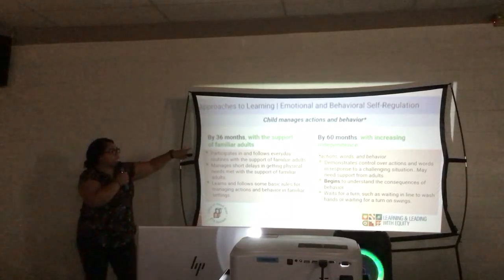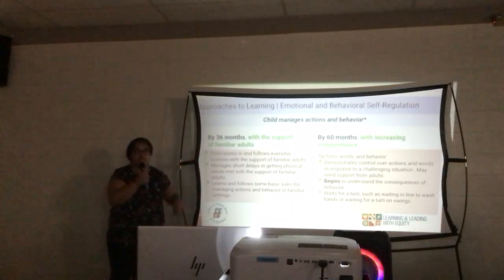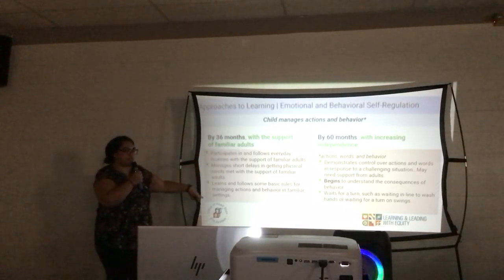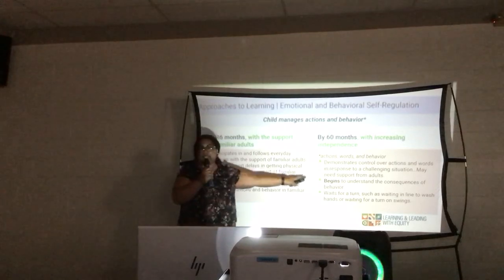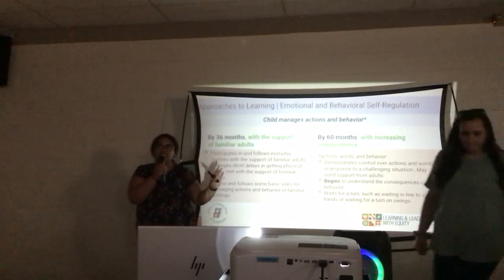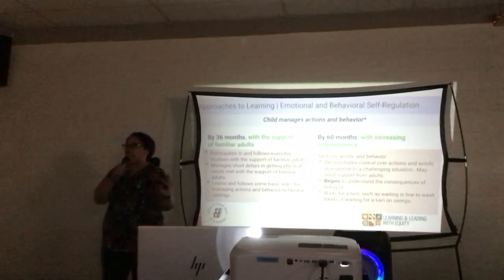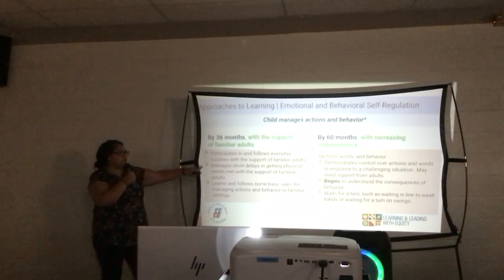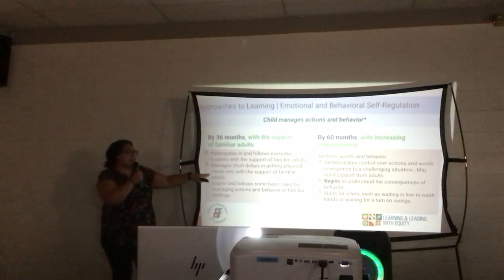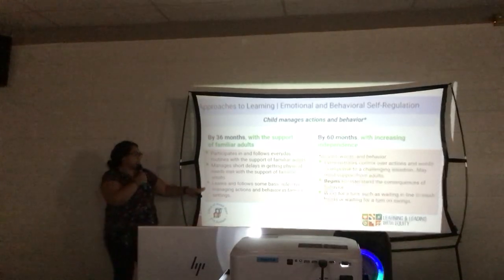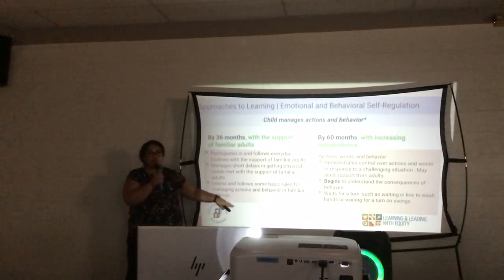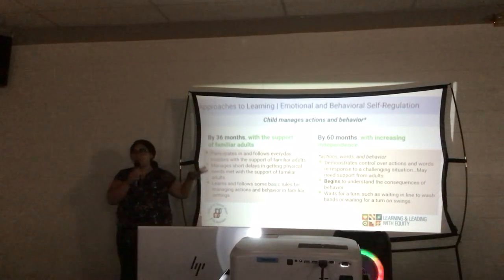Same thing over here for approaches to learning. In order for them to manage their actions and behaviors, at 36 months we still need the support of familiar adults. Even at 60 months they're still increasing independence, not quite independent yet. They can participate in and follow everyday routines with the support of adults. They can manage short delays in getting physical needs met with the support of adults. They learn and follow some basic rules for managing actions and behavior in familiar settings, again with the support of the adults.